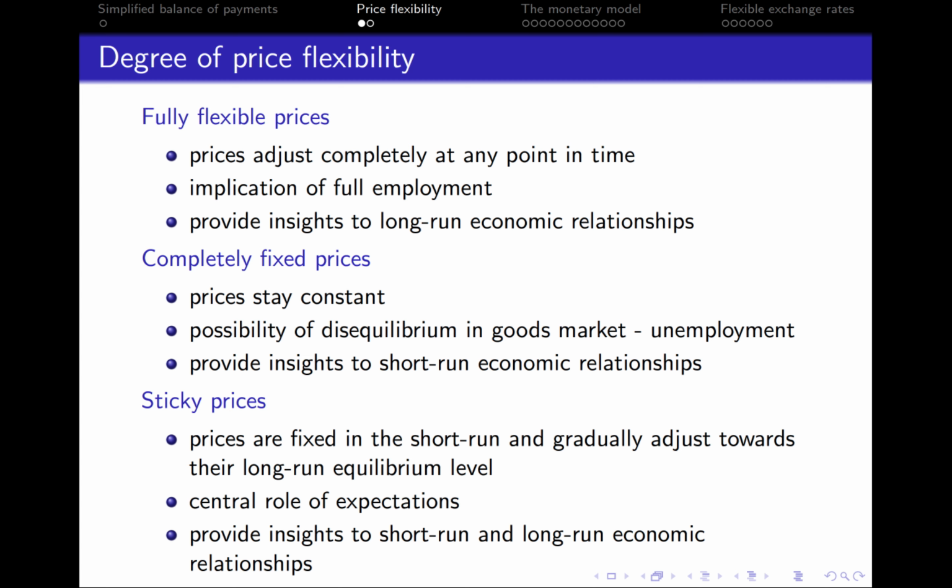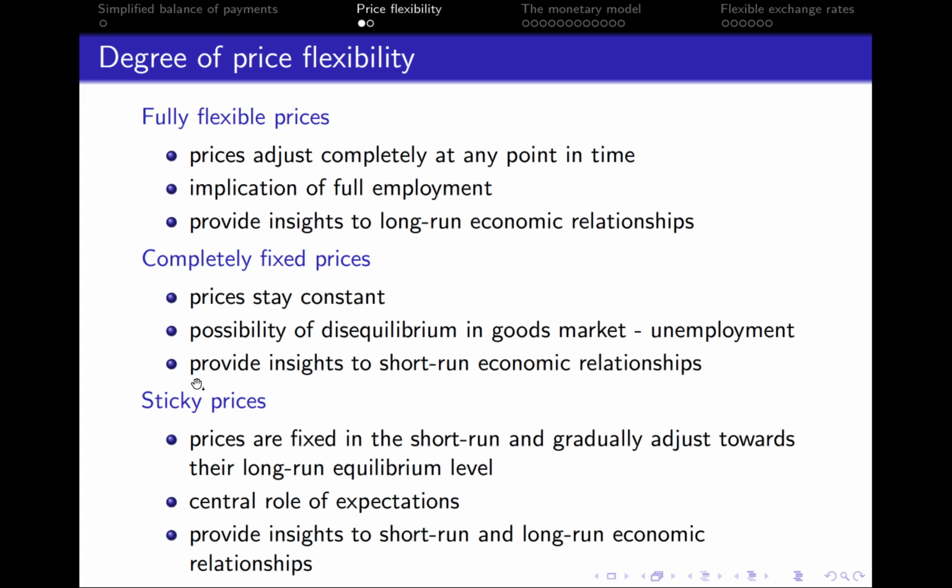Now, the third possibility is something in between the two. Those are sticky prices. This is a situation when we have fixed or almost fixed prices in the short run, but after enough time has passed, they gradually adjust to their long run equilibrium level.